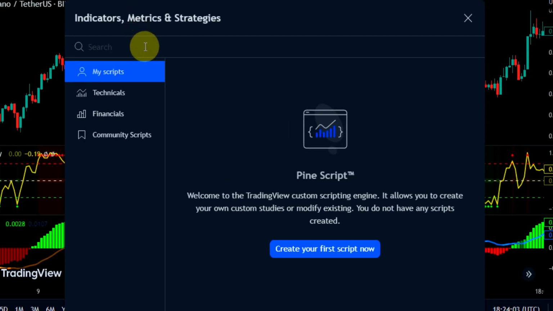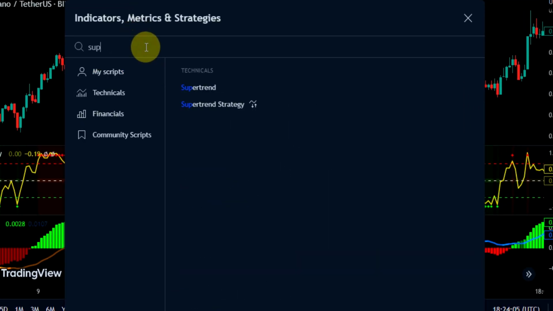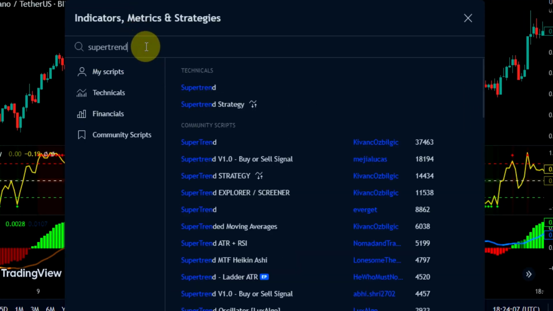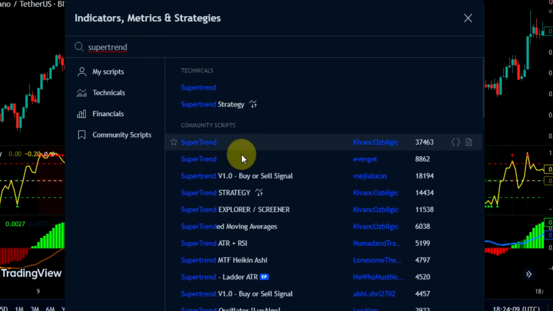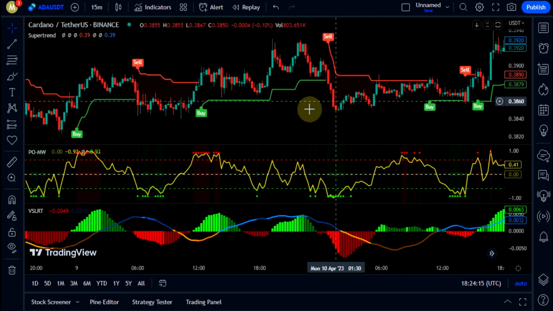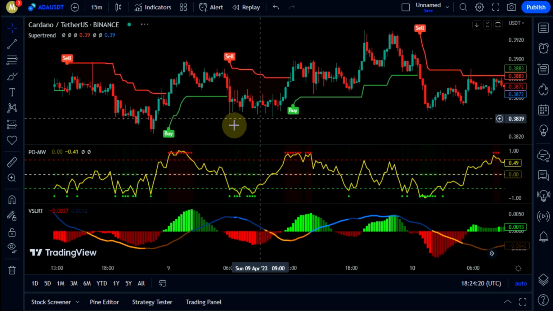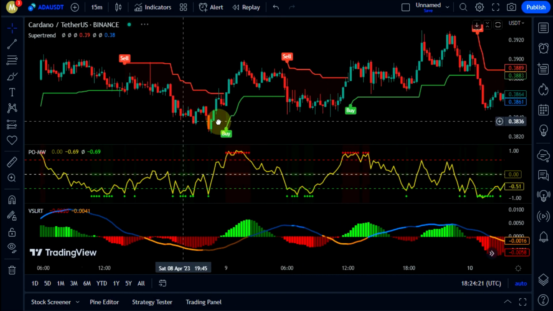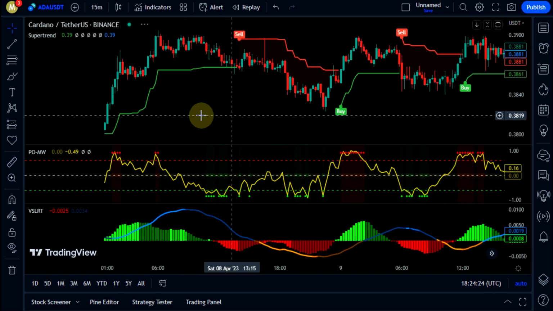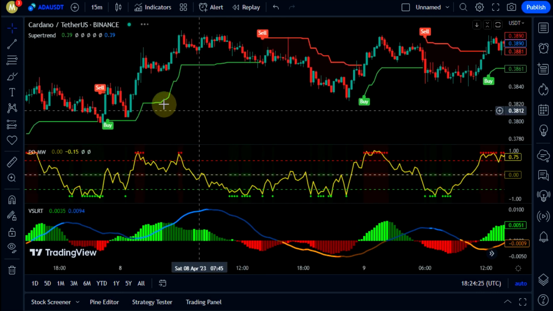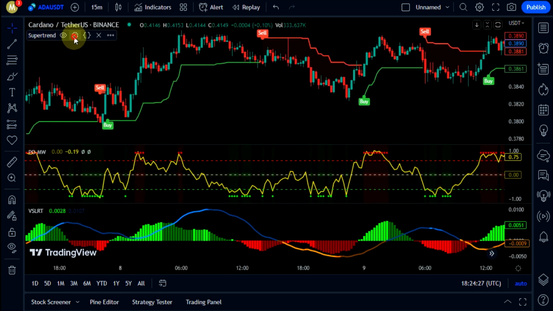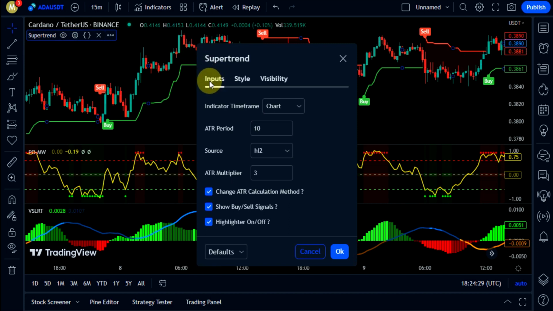The third indicator we need is Super Trend. Enter its settings and make these changes.